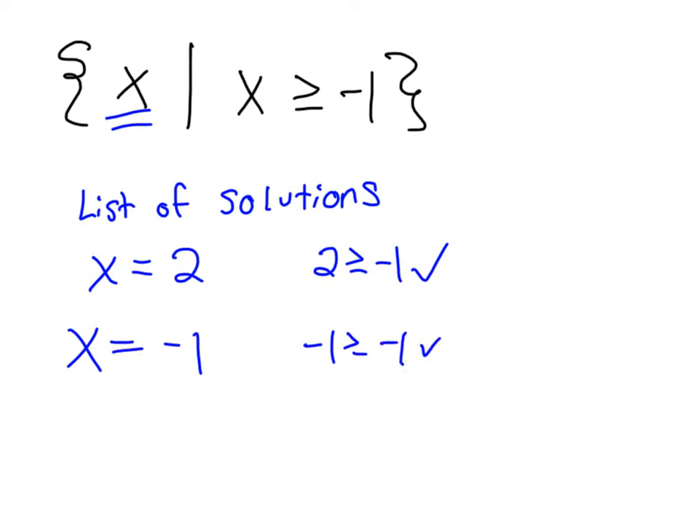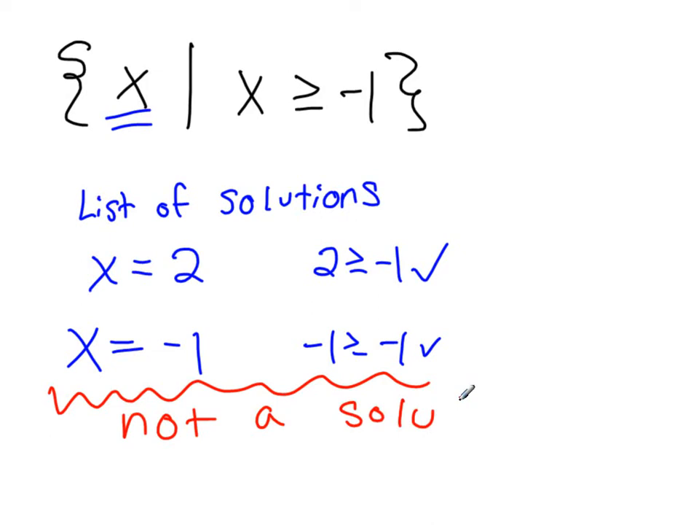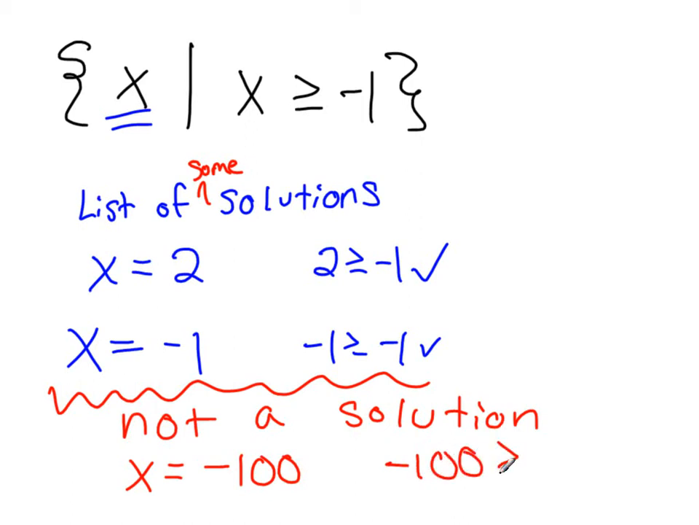But I also know what are not solutions. And I should say this is only a list of some solutions. I'm sorry about that, because I only listed off 2. There's many more. So something that's not a solution, maybe x equals -100. If I have -100, is that greater than -1? No, -1's bigger. So this is not a solution, so x can't equal that.